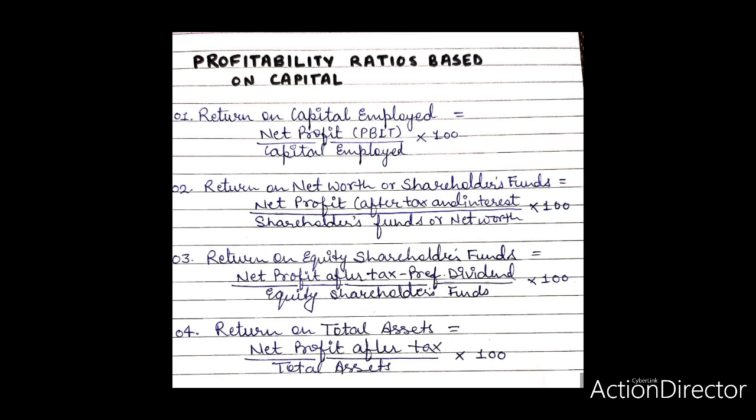A few experts apply average capital employed instead of capital employed. The average capital employed may be calculated by dividing the sum of the capital employed at the beginning and at the end of the year by 2 or by deducting 1/2 of current year's profit in the capital employed at the end of the year.